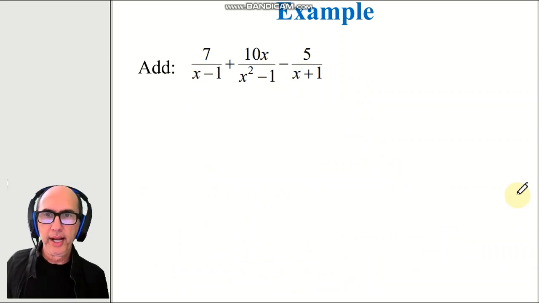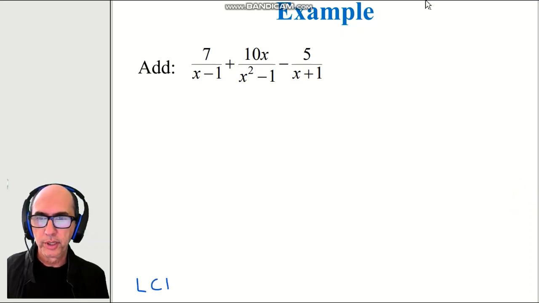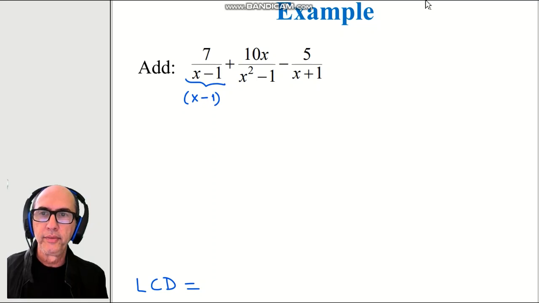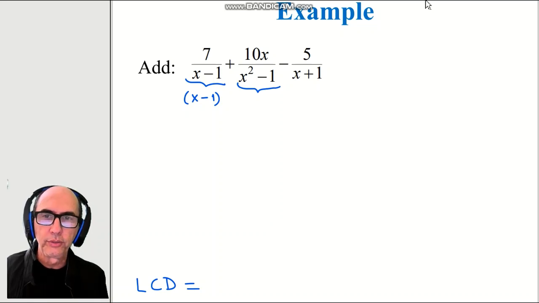In the next example, we have addition, subtraction, we have 3 fractions. Not a problem. It's the same procedure. We need to find the least common denominator. So let me write down here at the bottom, least common denominator is going to be equal to, here we have just one factor, x minus 1, in this denominator. The second denominator, x squared minus 1, is a difference of 2 squares. We can write it as x plus 1 times x minus 1. And finally, the last denominator, x plus 1.